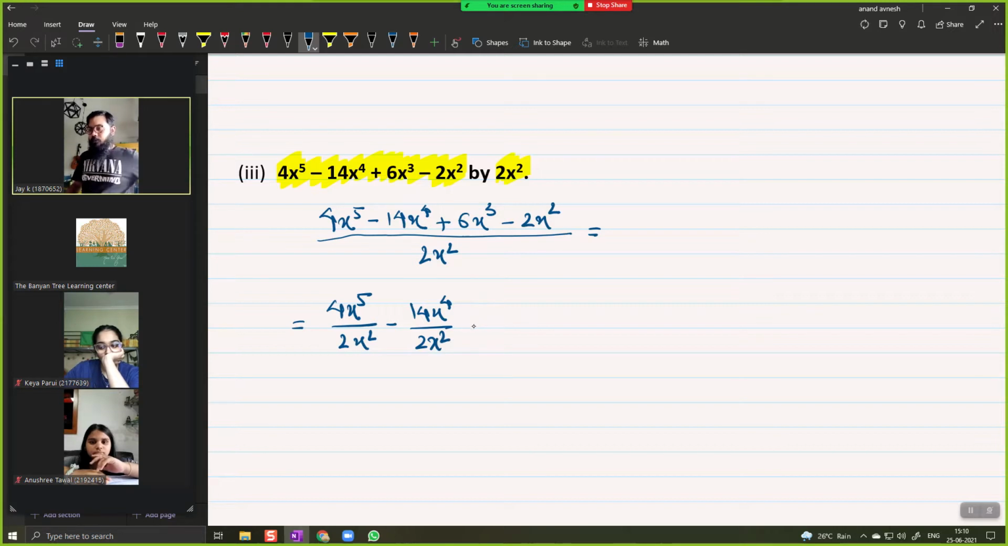Okay, 14x raised to 4 upon 2x square plus 6x cube upon 2x square minus 2x square upon 2x square. Okay, so we have all these terms. Now you have to do the division which I showed you earlier for all these terms separately but directly, no long cuts, shortcuts we have to use.